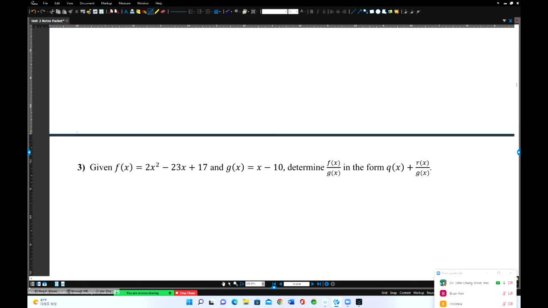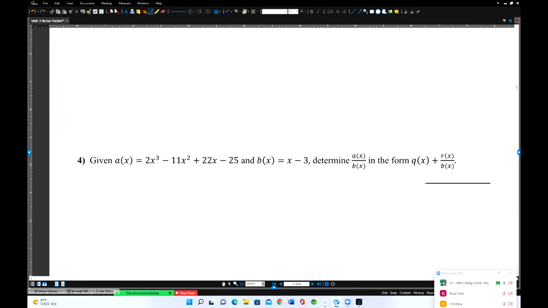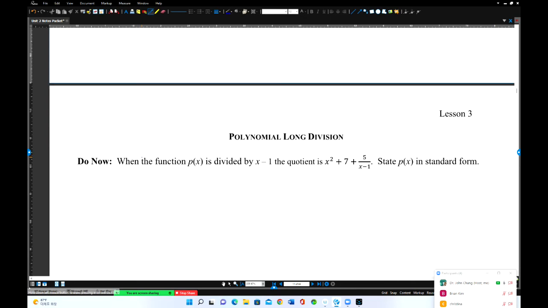Okay, move on to the next one. It's the same thing. Try this one more. We have two homework problems there, that is not much. This is the same thing, 2x cubed, and this is always a linear factor, that's fine, you can use long division. Now the next one, long division again.